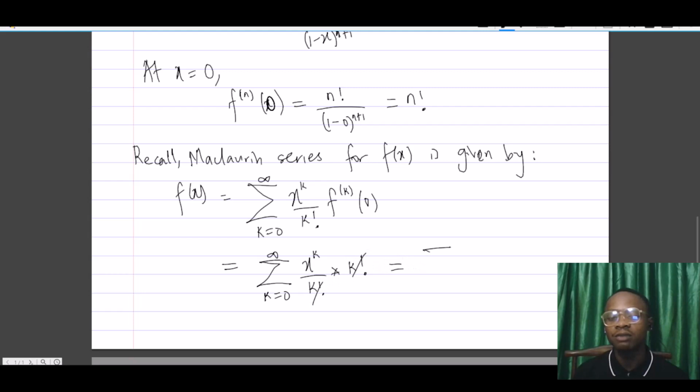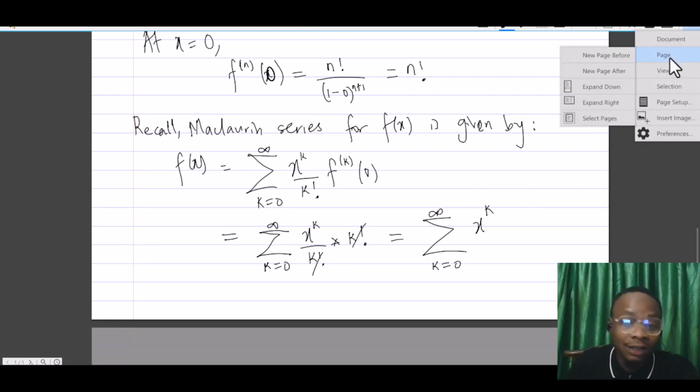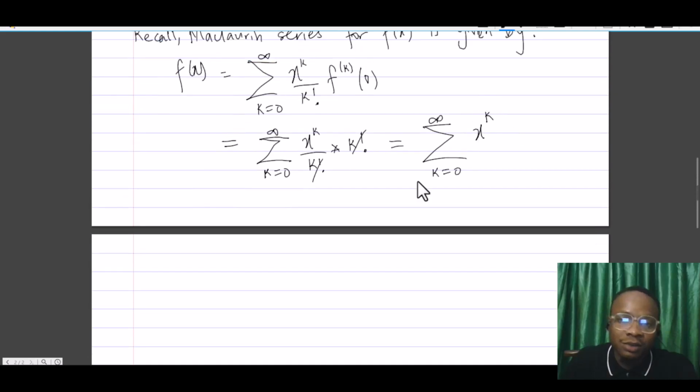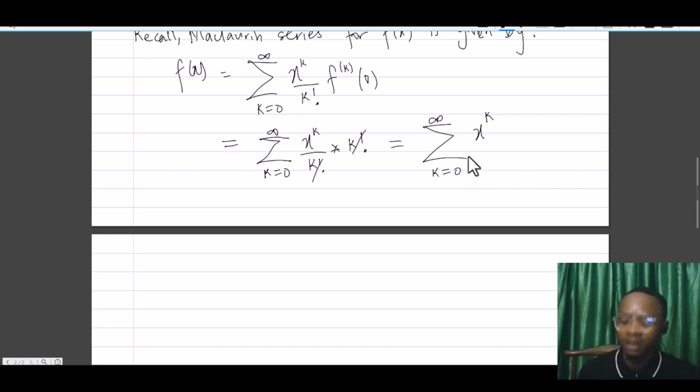So basically what we have left will be the summation from k equal to 0 to infinity of x to the power of k. So that's very, very interesting. That is our answer. We can leave it like that. If this was a multiple choice question, for instance, we can have one of the options to be just this, so you know what exactly it is. It can't be just x to the power k. It has to be this summation. If you like, you can expand that out.